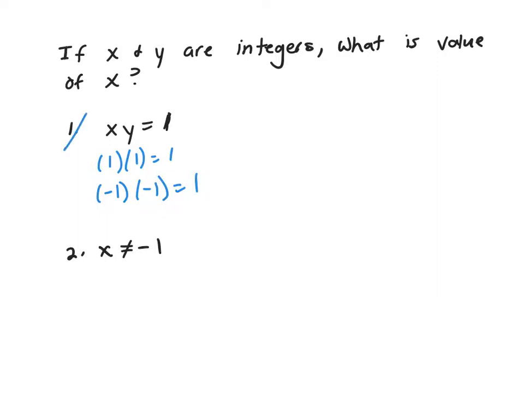Now look at clue 2. X is not equal to -1. Well, it could be equal to 2 or 3 or 5 or -7. Who knows what x could be? That doesn't help. Now what you do is you put both of them together.